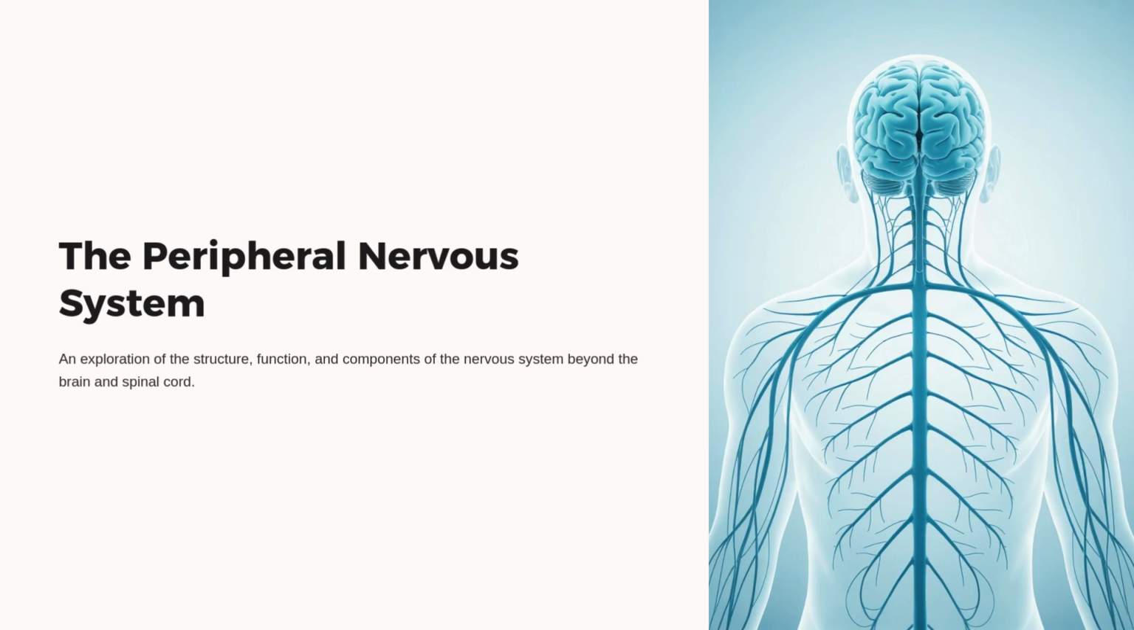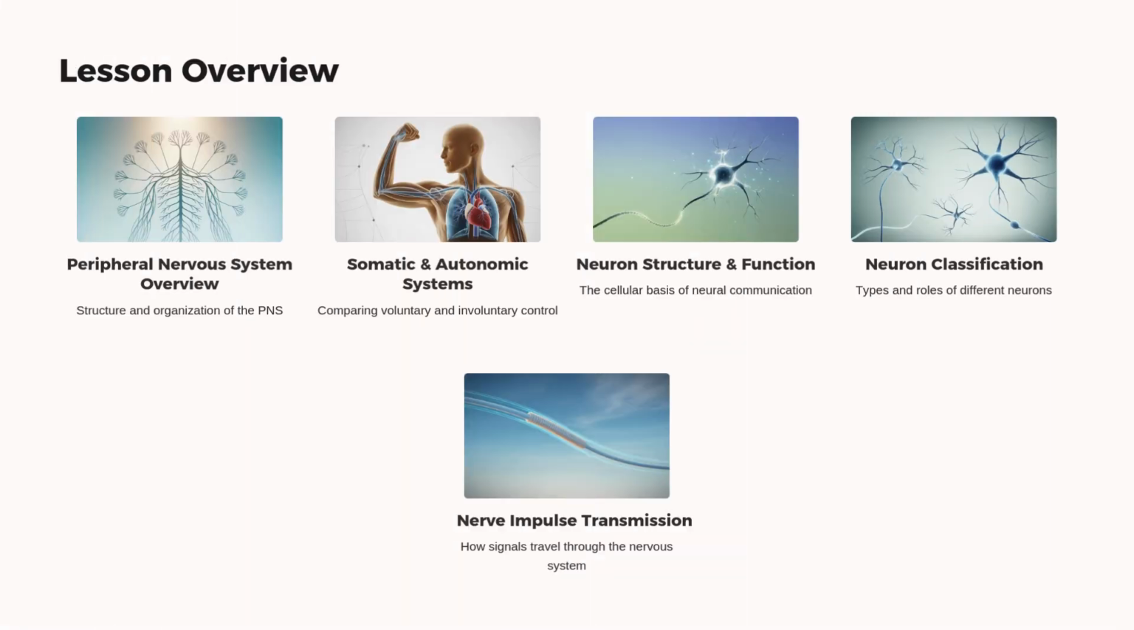The peripheral nervous system. An exploration of the structure, function, and components of the nervous system beyond the brain and spinal cord. Lesson overview. Peripheral nervous system overview. Structure and organization of the PNS. Somatic and autonomic systems. Comparing voluntary and involuntary control.